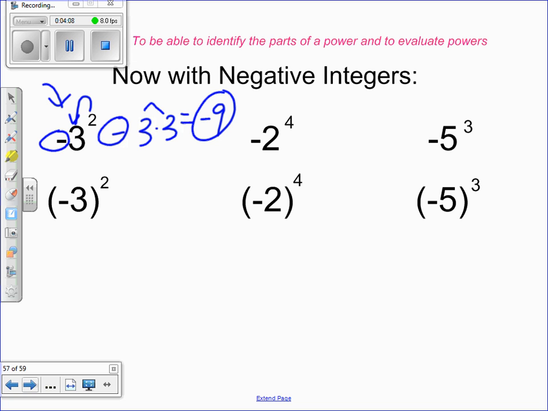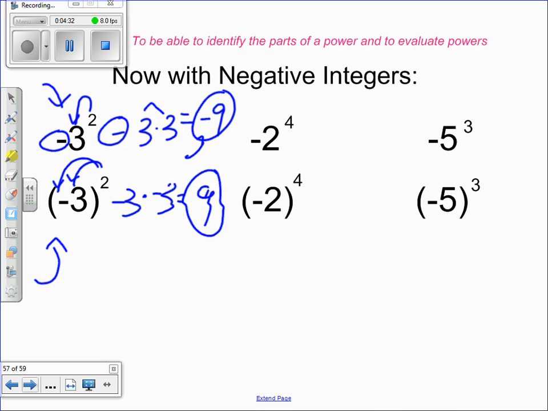Now let's look at this example. Exponents apply to the thing directly in front. And if the thing directly in front of an exponent is a group, it applies to everything in the group. So this exponent of 2 is telling me there's 2 of everything in this group. There are 2 3's and there are 2 negatives being multiplied. All right, so in this case, I have negative 3 times negative 3, which gives me positive 9. Completely different than negative 9 up here. Let's move on to our next example.